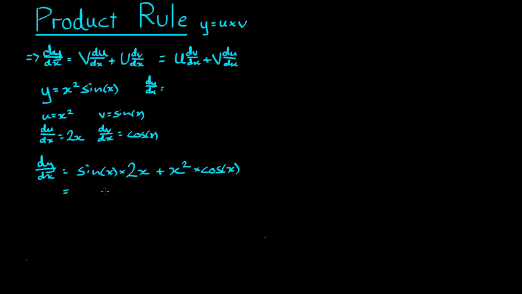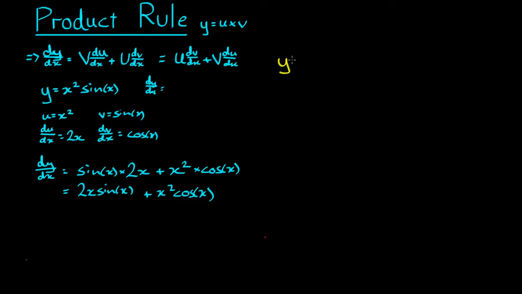So going back down, I can easily put this into a better form. 2x sine of x plus x squared cos of x, and then I've found the derivative of y equals x squared sine x. Let's do another example to the right. This one pops up all the time. So if you can almost memorize the steps, I can guarantee you'll get some marks somewhere.